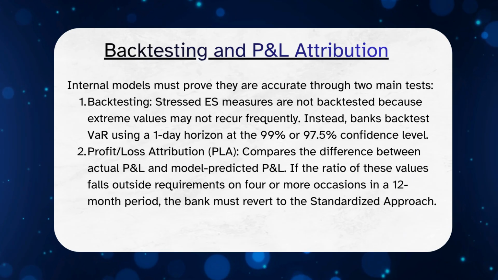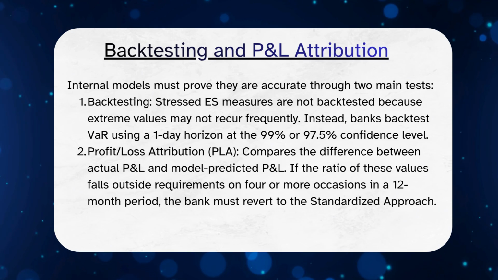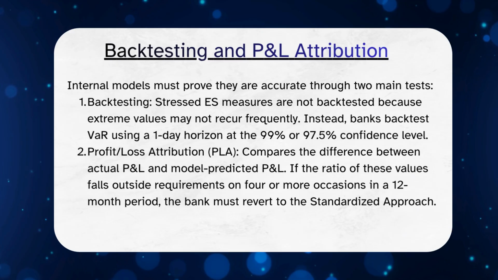But there's a second, harder test: profit and loss attribution, or PLA. This compares the model's predicted P&L against the actual P&L. If your model fails these tests on 4 or more occasions in a single year, regulators pull the plug. You lose your IMA status and are forced back to the standardized approach, which is almost always a much more expensive way to hold capital.